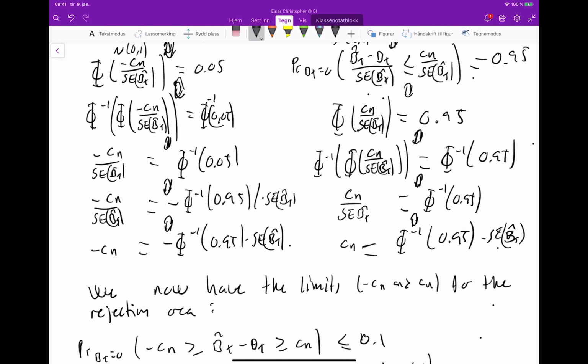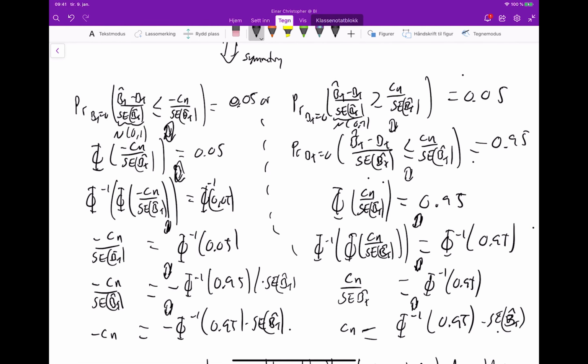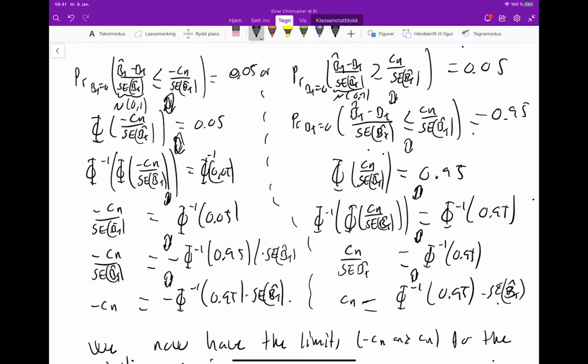So then we can go on this right side of the line I just made and calculate when this beta 1 hat minus beta 1 divided on the standard error is bigger, such that this probability is equal 0.05. But then I just turn around the inequality sign. So instead of writing bigger, I write less. But then I have to understand that the right side of this equation is 0.95. And this is again equivalent to the CDF of Cn divided on the standard error beta 1 hat, just as on the left side here. And this is equal 0.95.